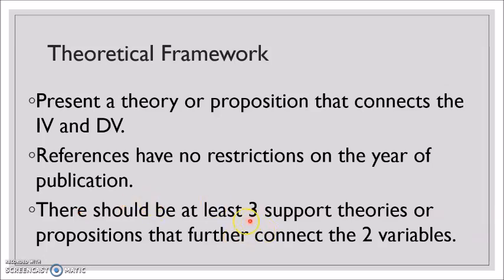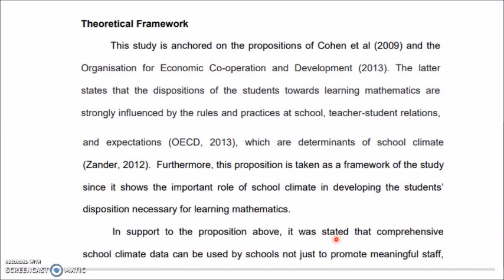So, there should be at least 3 support theories or propositions that further connect the two variables. Pero sa inyo, kung wala talagang mahanap, kasi kung mas maraming time tayo to research on the theories and propositions for your topic, pwede ito eh. Pero sa ngayon, we are running out of time. So, pwede na dalawa. At least meron kayong dalawang support theories or propositions that would further connect your variables. So, let's have an example.